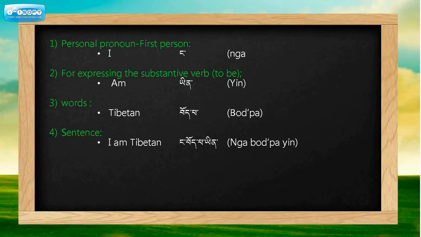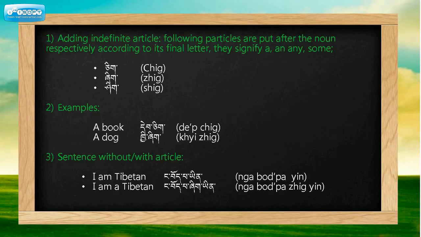Let's make a sentence. I am Tibetan. So how do you say I am Tibetan? Nga purpa yin. You can also use your name. If I say I am Doma, that's nga Doma yin.